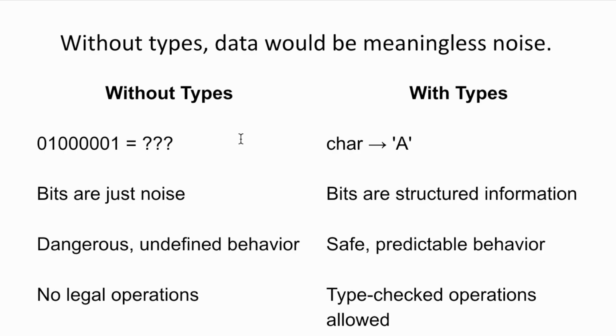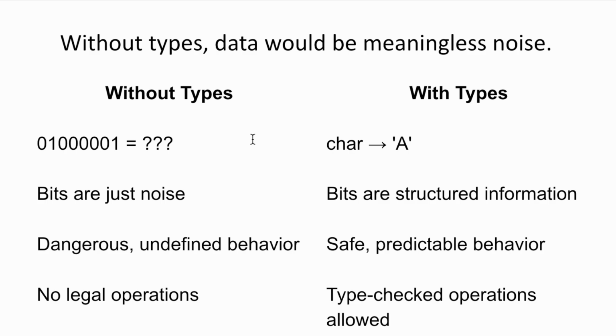A data type is a rule book. It says this group of bits is a number. These bits represent a letter. This sequence points to an object in memory. Without types, the machine wouldn't know how to perform calculations, compare values, render characters on a screen, or even allocate the right amount of memory.